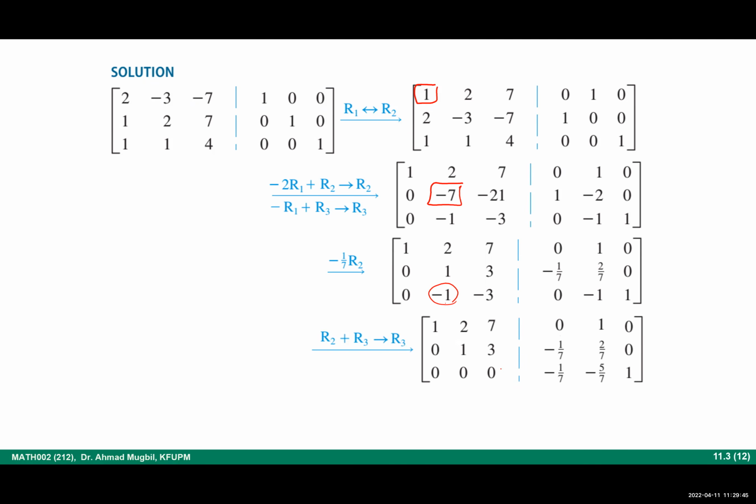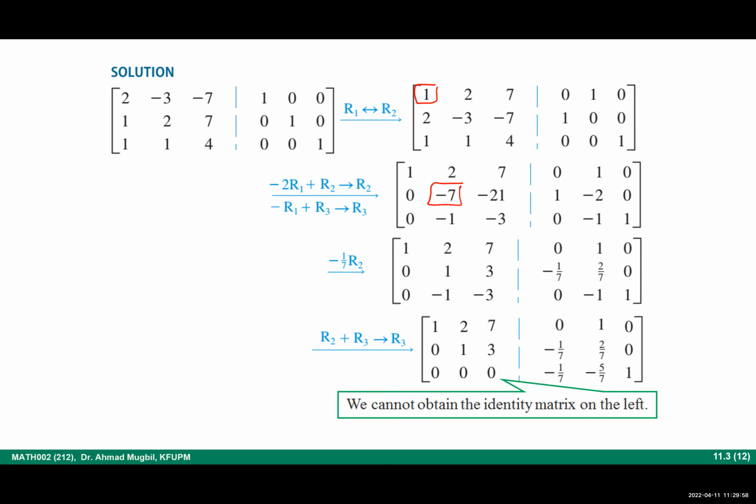Look what happens here. We lost the 1. We were planning to have here 1, but unfortunately it becomes 0. And in this case, we cannot have the identity matrix on the left, because even if you are able to eliminate these, it will not be at the end the identity matrix, because for the identity matrix you must have ones on the main diagonal. So this is not the case here.